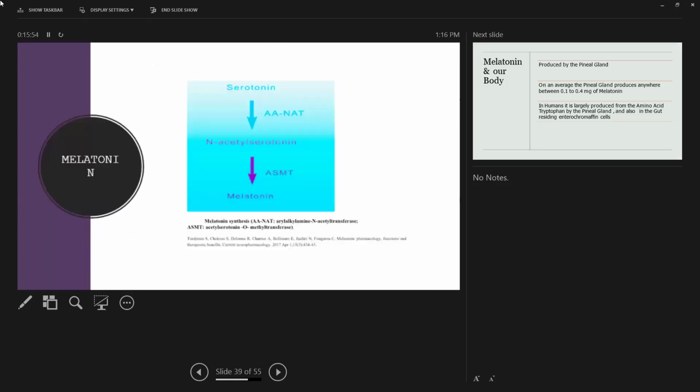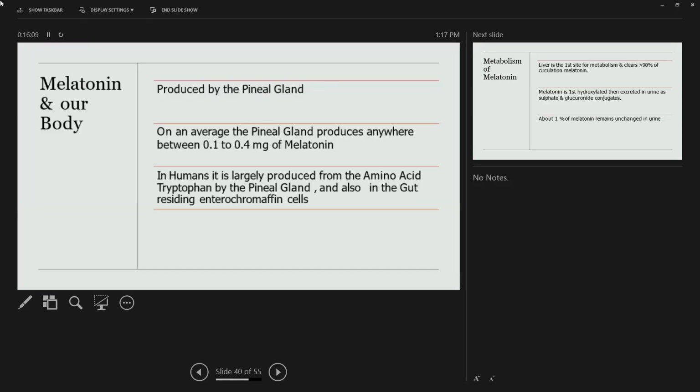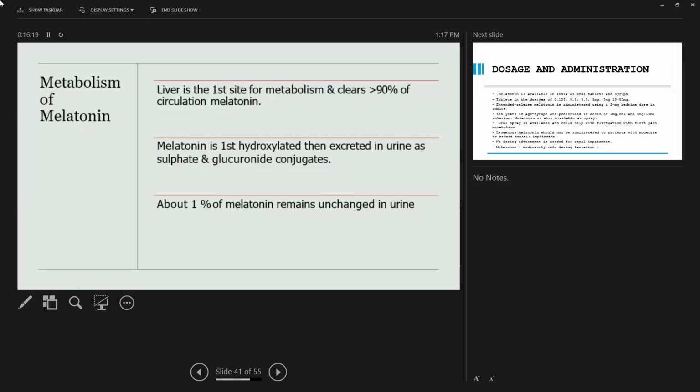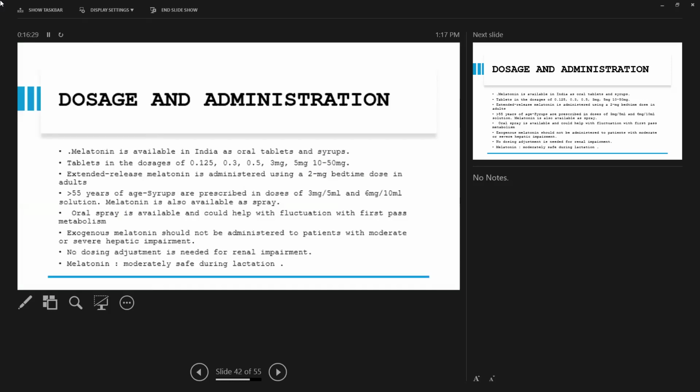Next is melatonin. It is synthesized from serotonin by aryl alkylamine N-acetyltransferase, which converts it into N-acetyl serotonin, which is then further converted into melatonin by acetyl serotonin O-methyltransferase. It is produced by the pineal gland, and the maximum is located in the gut, in the enterochromaffin cells. The site of metabolism is the liver, where it is first hydroxylated and then excreted in urine as sulfate and glucuronide conjugates.